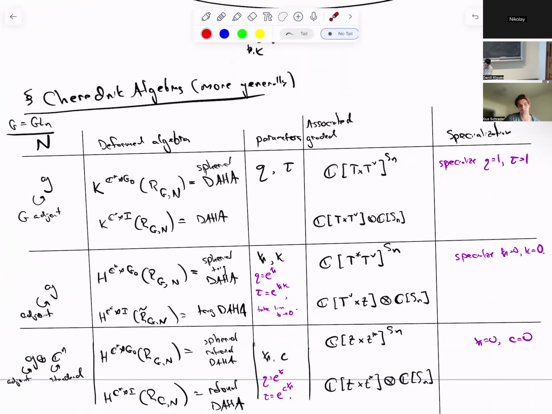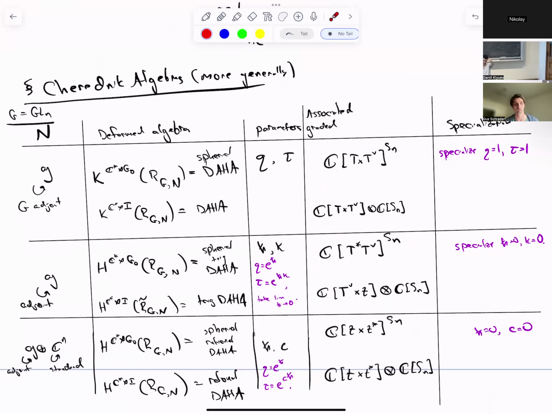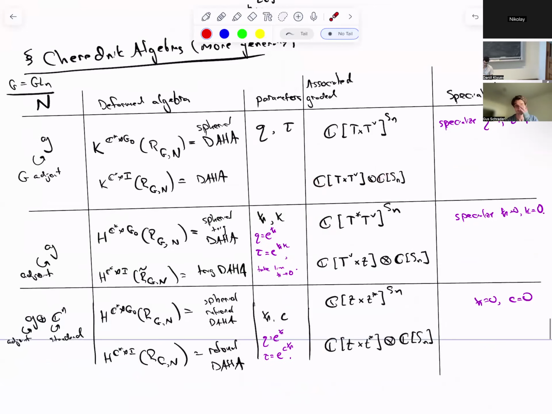So you can go from above to the middle row by introducing this H bar kappa and then just taking the formal limit as H bar goes to 0. So you take this algebra, you complete at H bar, then mod out by H bar squared equals 0, so you only pick up the linear term. Okay, so that's going one step above, but you can also go one step below, in which you replace the group T^V by the Lie algebra T dual. And this is called the rational Daha.